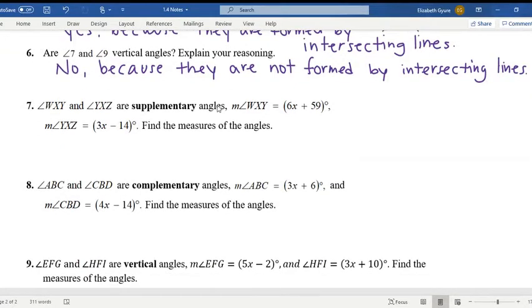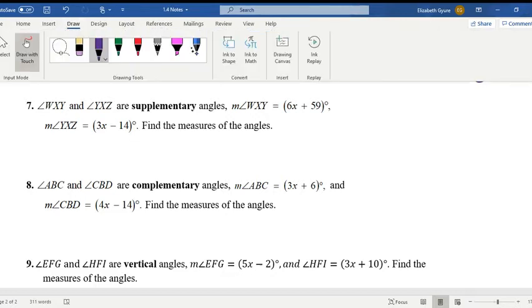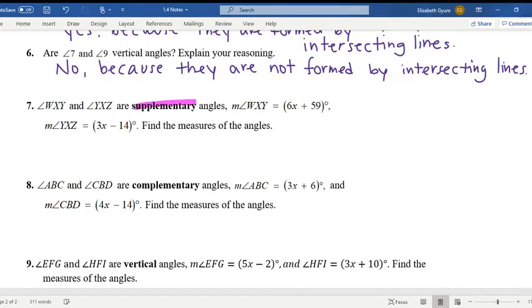Number 7 says angle WXY and angle YXZ are supplementary angles, and the measure of angle WXY is 6x plus 59 degrees, and the measure of angle YXZ is 3x minus 14 degrees. Find the measures of the angles. Now this you do not need a picture for, because here we have our word supplementary. That means the two angles are going to add to be 180 degrees.